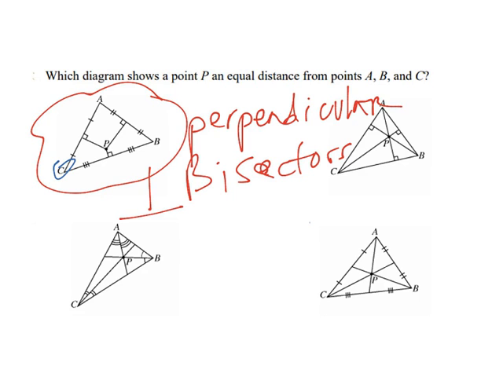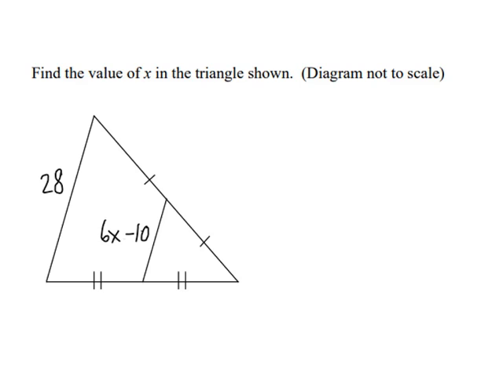So perpendicular. Remember that. And remember that perpendicular bisectors create circumcenters, which in this case P is the circumcenter, and it is equidistant from all three vertices, A, B, and C. The other ones do not satisfy this.